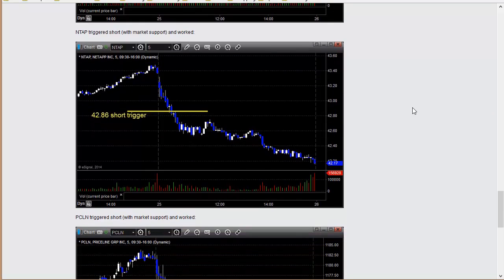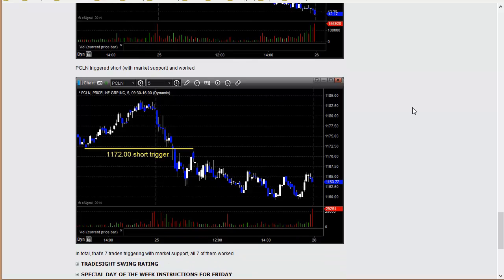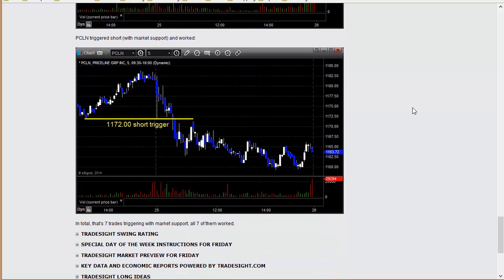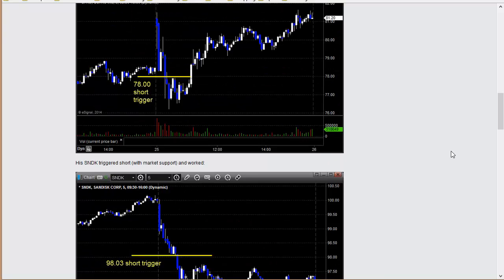Here's the NTAP. Had a short idea here under 42.86, triggered about 40 minutes in, worked all day. Here's the price line. It could have gone up to 12 points to the low or 8 points pretty quickly on the price line. Granted, it's a $1,000 stock, but it still moves. So you can't use the same size you would, but it was a nice winner for us. And so we ended up with 7 winners out of 7 trades that triggered with market support on Thursday. And that's a pretty nice trading day overall.